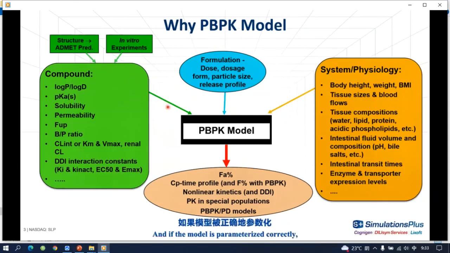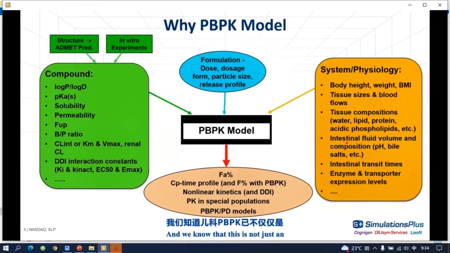And if the model is parameterized correctly and the processes are captured mechanistically, then we can simply replace this part of the model with a new physiology. Instead of the adult physiology, we can place in parameters representing the physiology of a specific child and start predicting how that compound and formulation would behave when administered to a child instead of the adult.